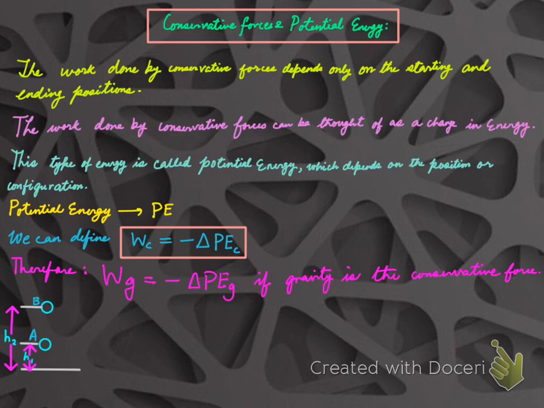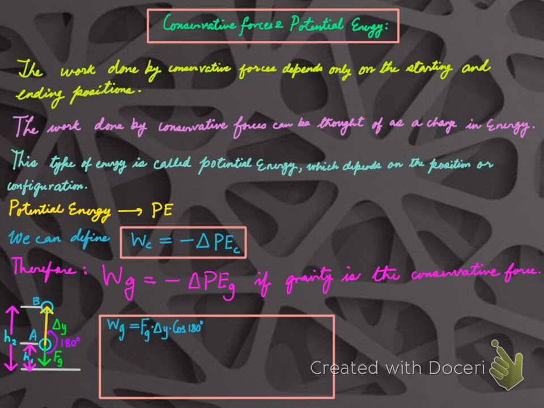Now, what is the work that gravity does as this ball is moved from position A to position B? So we draw the force of gravity, and we draw the delta y displacement in the vertical direction. And this delta y makes an angle of 180 degrees with the direction of Fg. So the work done by the force of gravity would be Fg, the force of gravity, times delta y, times cosine 180 degrees, which is the angle between the direction of Fg and the direction of delta y.